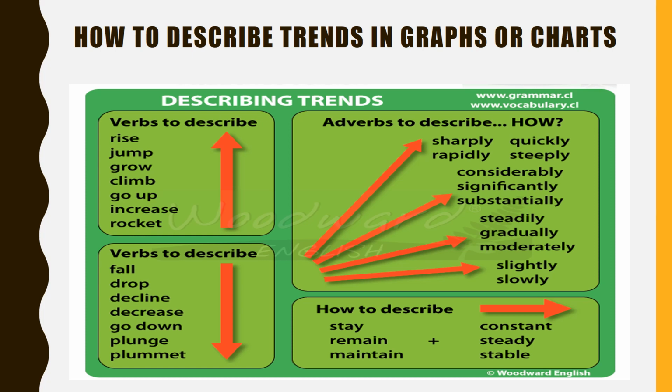or stable. And to describe these verbs, we can use some adverbs to say how. We can use adverbs like sharply or quickly, rapidly or steeply, considerably, significantly, substantially. If the trend goes slowly, we can use words like steadily or gradually, moderately. If the trend goes up or downward slightly, slowly, you can use these adverbs.